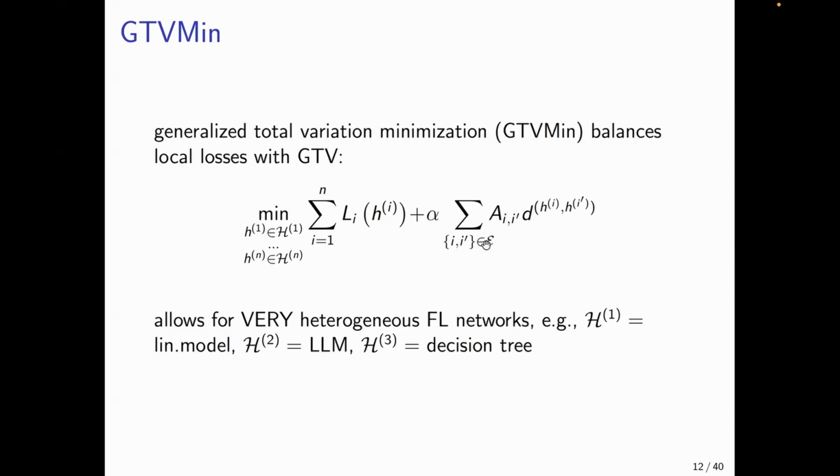And there's also a discrete structure coming in via this sum over all edges. So we will see that the properties of this GTV-min depend crucially on the structure of the federated learning network, or on the graph structure that it has. And to characterize the graph structure, we will use the Laplacian matrix of this federated learning network, and in particular, its eigenvalues.